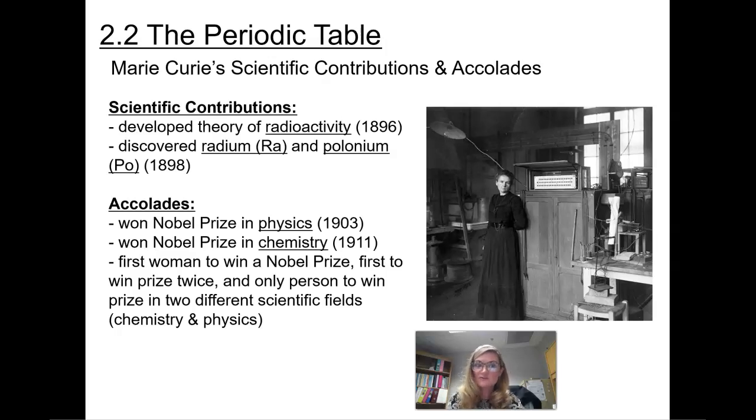Now, she is the first woman to win a Nobel Prize, and she's actually the first to win a prize twice, and the only person to win a prize in 2 different scientific fields, both physics and chemistry.